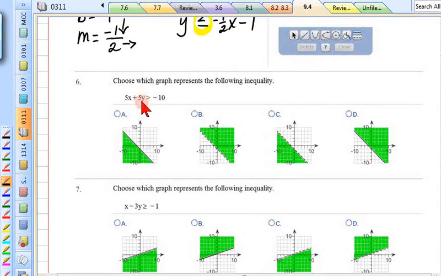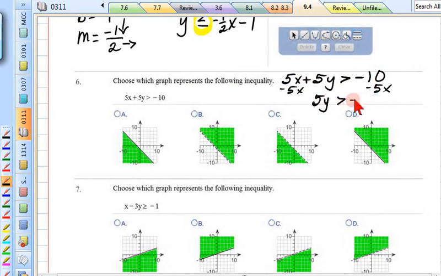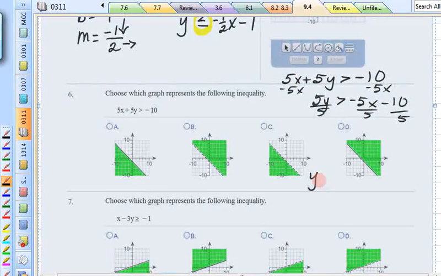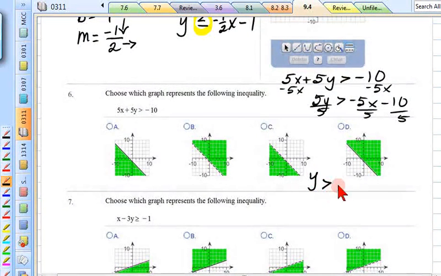So you're going to want to take the inequality, say 5x plus 5y is greater than negative 10. You're going to want to solve it for y. So subtract 5x, subtract 5x. 5y is greater than negative 5x minus 10. Divide by 5, and I'm running out of room. And for number 6, I get y is greater than negative x minus 2. All right, there's my inequality.